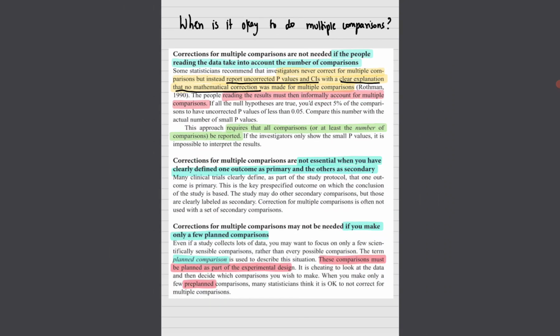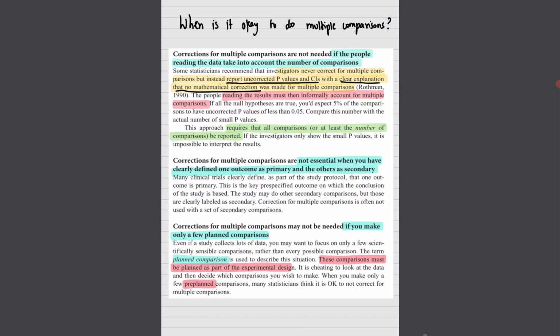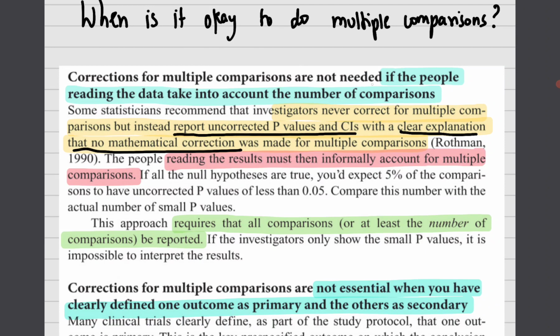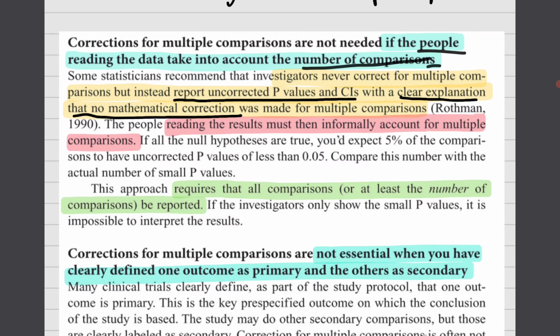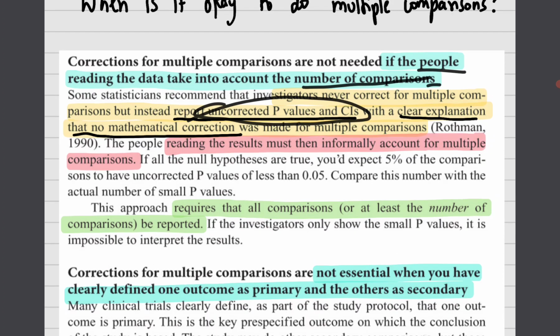Now here is another question: when is it okay to do multiple comparisons in your manuscript? There are some instances when it might be okay. First, corrections for multiple comparisons are not needed if people reading the data take into account the number of comparisons. Some statisticians recommend that investigators never correct for multiple comparisons, but instead report uncorrected p-values and confidence intervals with a clear explanation that no mathematical correction was made for multiple comparisons. The people reading the results must then informally account for multiple comparisons. So one idea is that you don't have to do correction for multiple comparisons.